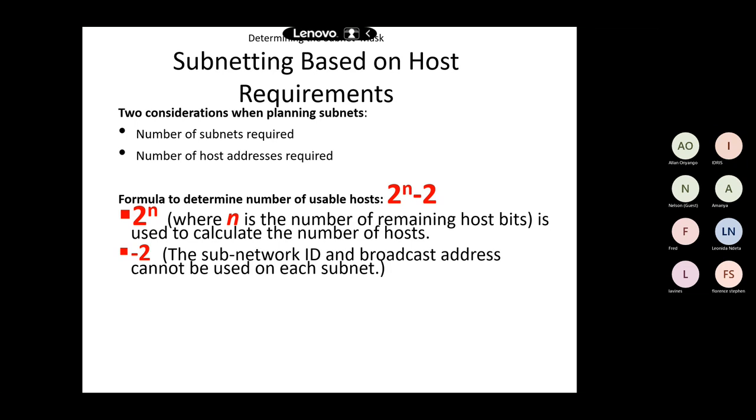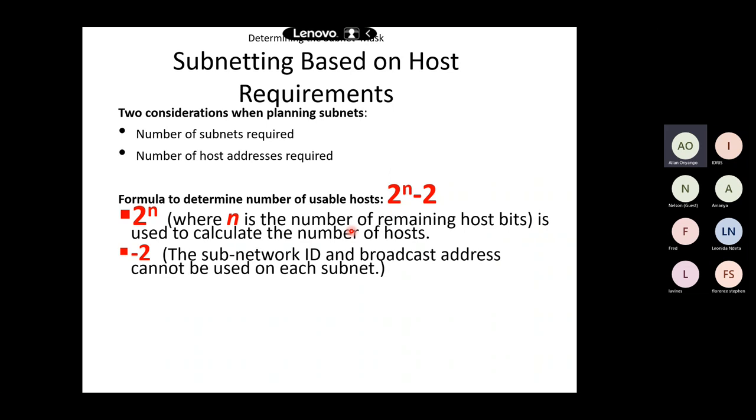Now, what is the first formula? The first formula is the formula for calculating the number of hosts. To calculate the number of host or host addresses or usable host addresses, we use the formula 2 power n minus 2. 2 power n minus 2. 2 power n minus 2. This is the first formula. And the second one is not very far from this one.